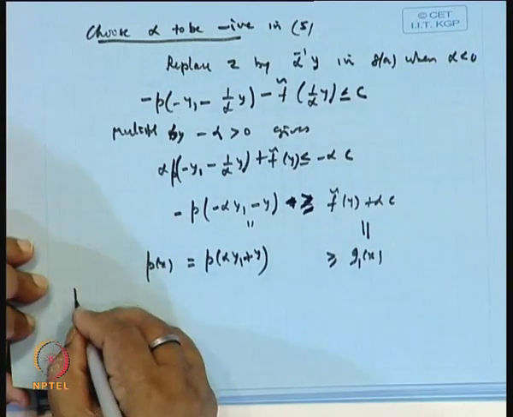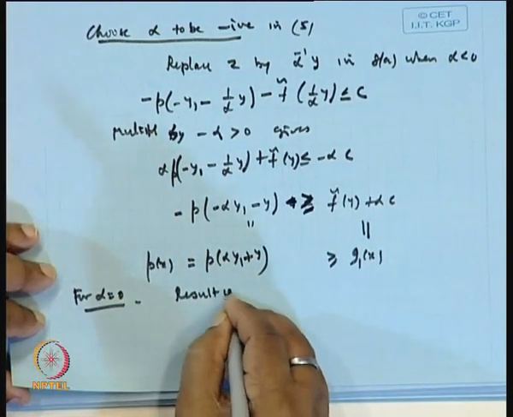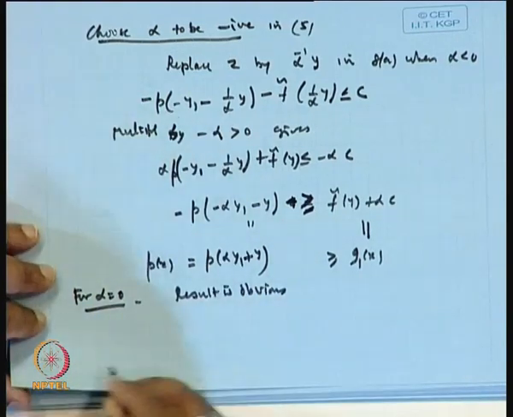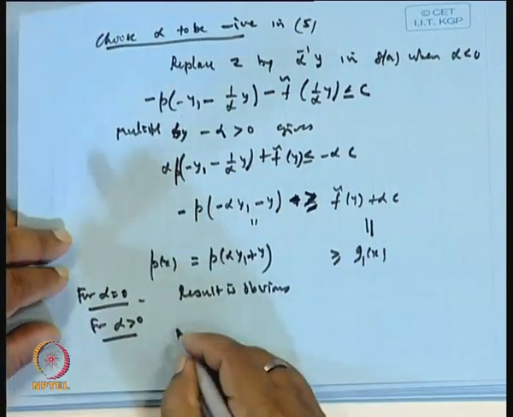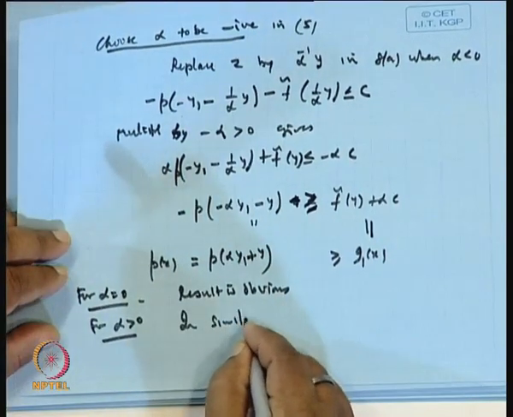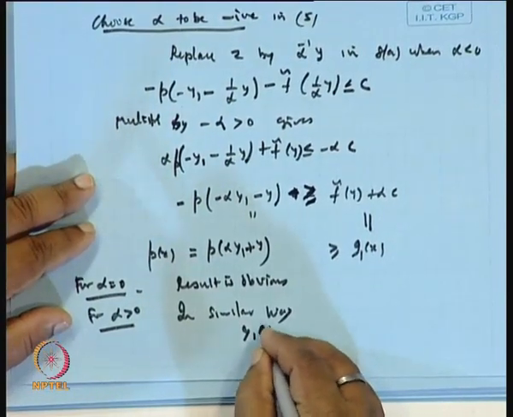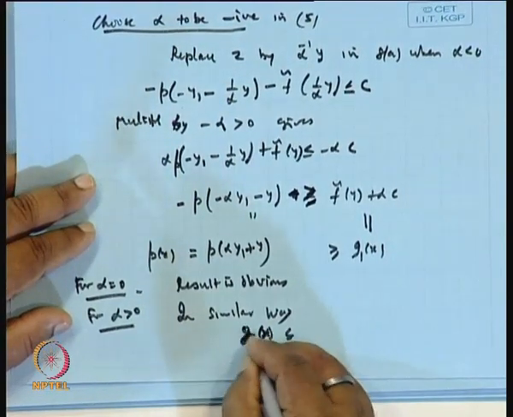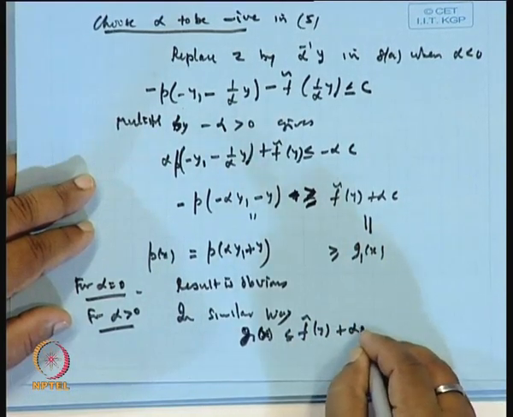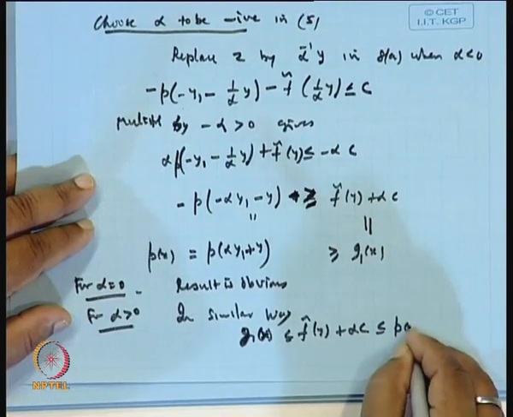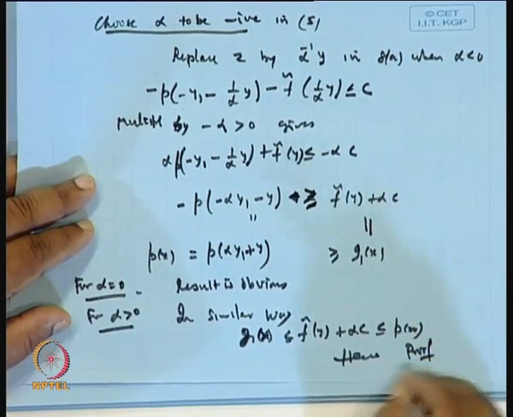Now for alpha equal to 0, the result is obvious. And for alpha positive, in a similar way we can show that g 1 x is less than or equal to f delta y plus alpha c, which is less than or equal to p x. Hence proved. This you can do.